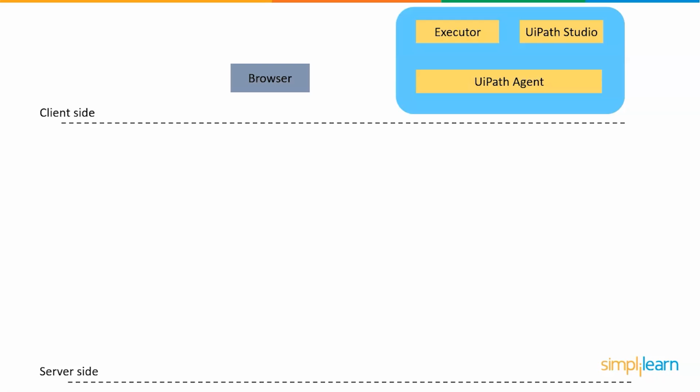Executor service for UiPath. In this, the software robots use this service to carry out the task specified in the window session. Now let us look at the three layers.